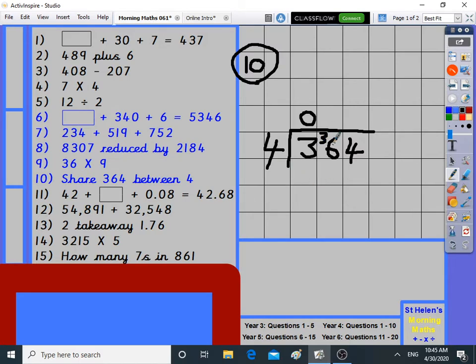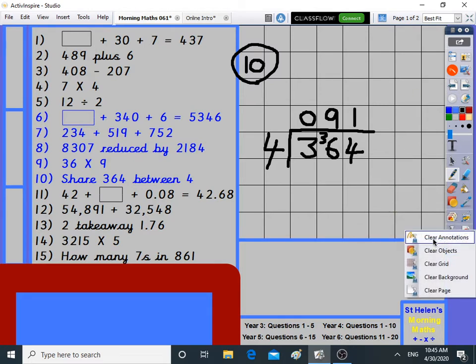I'm going to sing my 4's up to 36. My fingers will tell me how many. 4, 8, 12, 16, 20, 24 and 28, and 32, 36. My fingers are telling me it's 9. 4 fits into 36 9 times. How many 4's fit into 4? Exactly 1, because 4 is 4. So it fits in 1 time. So the answer is 91. That was the year 4 level work done.